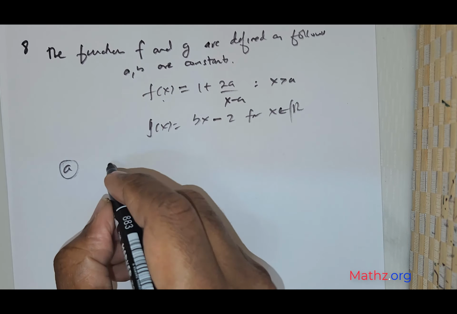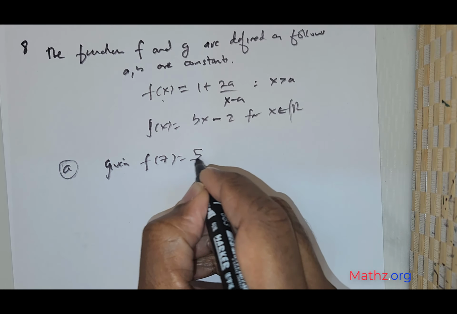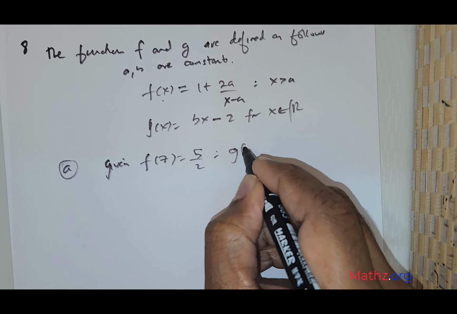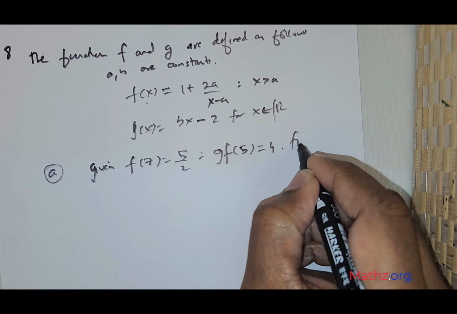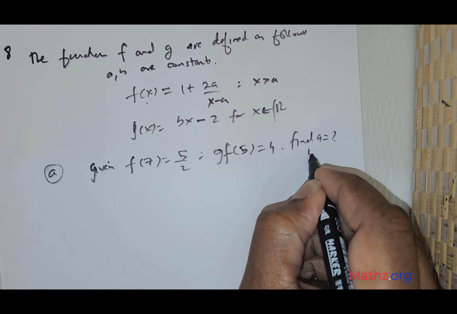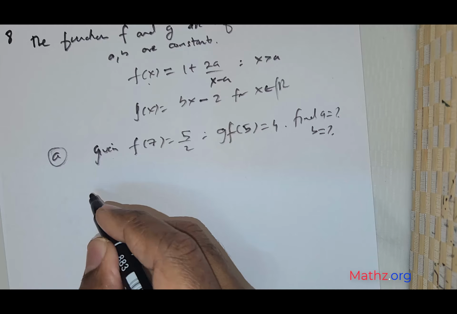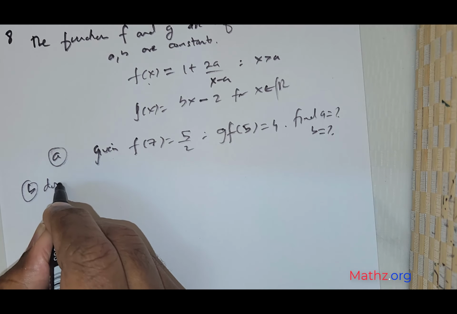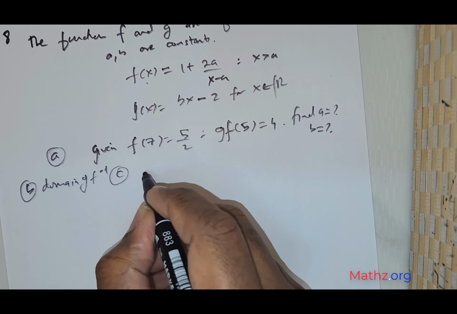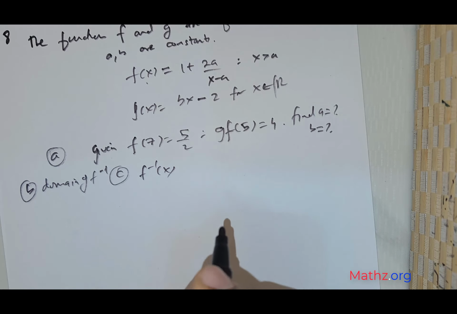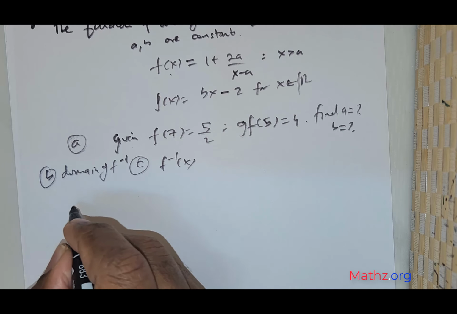Question A, given f of 7 is equal to 5 over 2 and g f of 5 is equal to 4, we are asked to find the values of a and b. Question B wants us to find the domain of f inverse, and question C wants us to find f inverse of x. Okay, so let's start with question A.